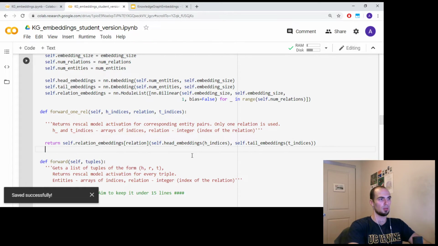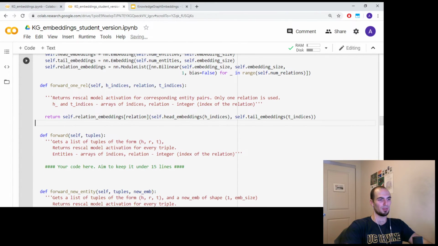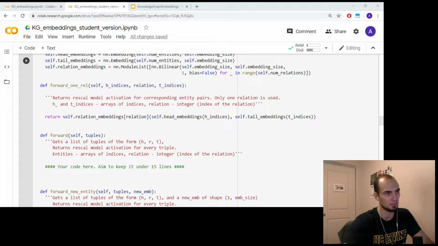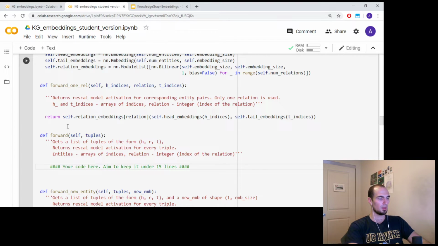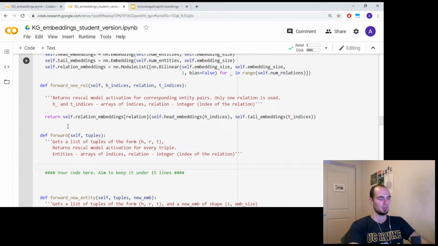So as you see, it's hopefully clear code for now. Let me know if you're confused about anything. Well, at any time, this message is relevant. If you're confused, please do let me know. Well, in any case, now let's complete the more challenging forward function. It needs to somehow compute the activation despite the fact that there are different relations involved.